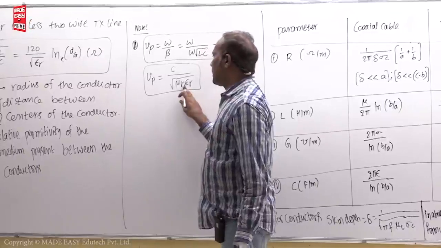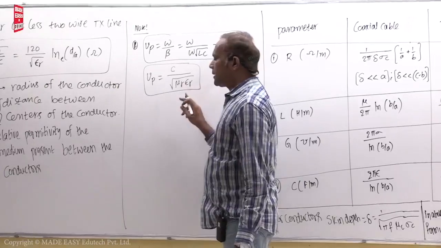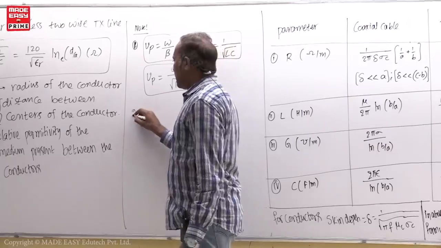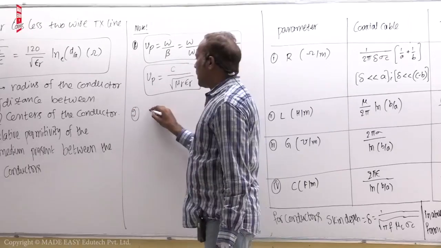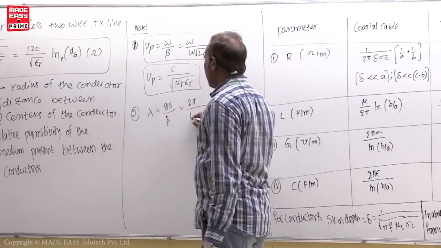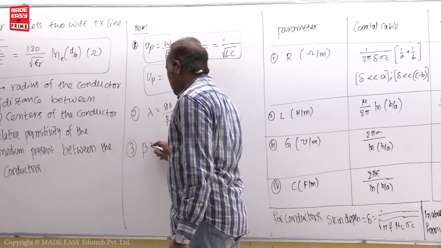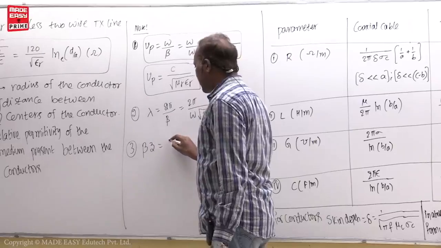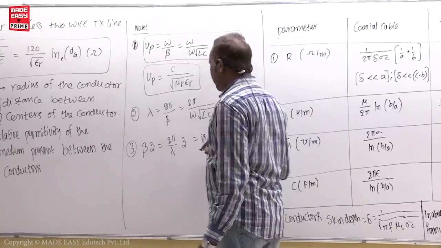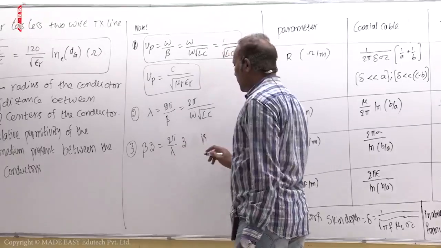So here mu r is the relative permeability of the medium. Epsilon r is the relative permittivity of the medium between the conductors. And here also that formula lambda is equal to 2 pi by beta is applicable. So 2 pi divided by beta is omega root LC, same formula. So here beta into z, that is beta is nothing but 2 pi by lambda into z.